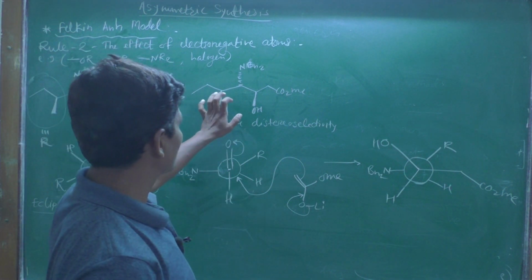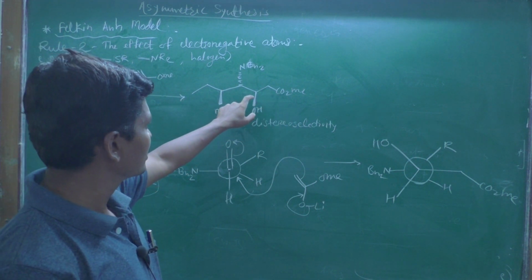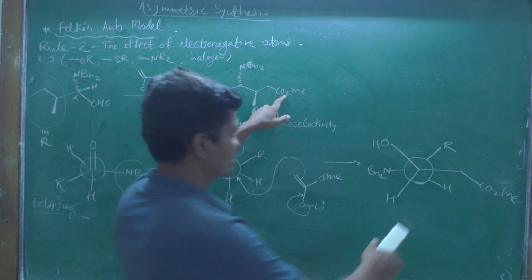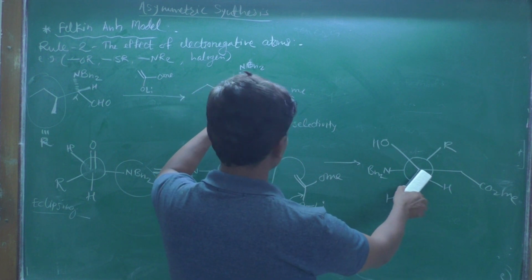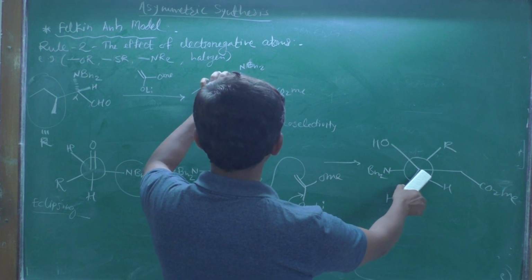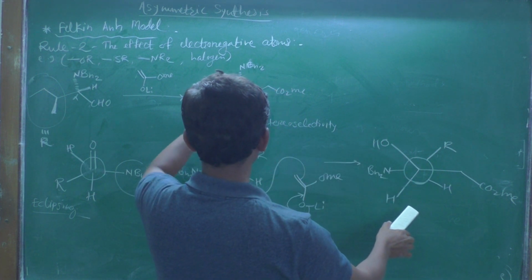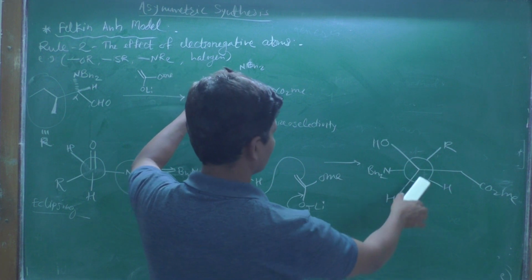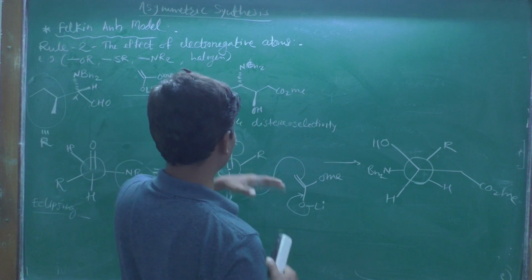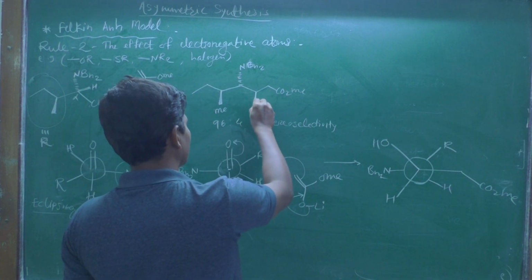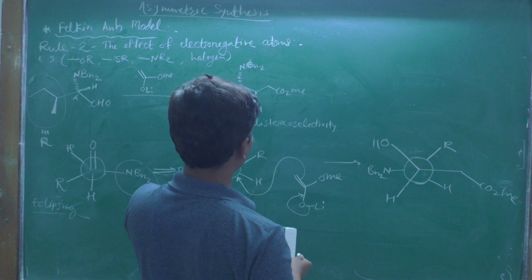Now in the product, what is the situation? This CO2Me group, then CH2CO2Me, this group, then the carbonyl carbon atom, this one, and the alpha carbon atom and the R group. Okay, this R group and these are all in the plane of the molecule, and this hydroxy and this tertiary amine group are out of the plane. So one is above the plane, one is below the plane.